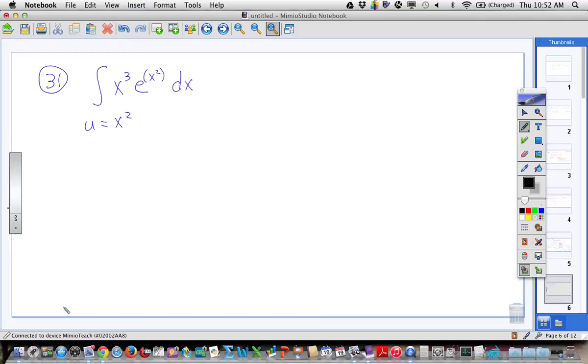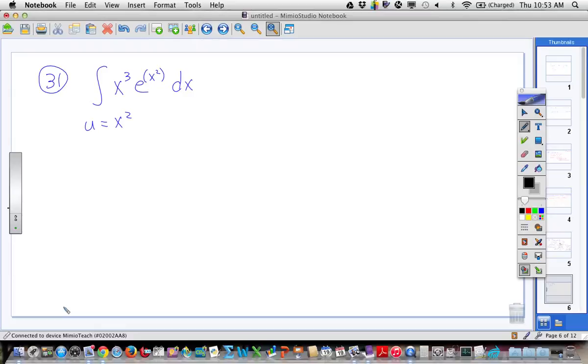Okay, let's go to 31. Now in 31, they gave you kind of a hint as to what to do, and this is the reverse. In the one we just did, we did integration by parts, which gave us a new integral, which we could then do u substitution on. What they're telling you here is to let u equal x squared and then do integration by parts. So they're kind of telling you what's going to happen ahead of time. But let's pretend they hadn't told you.